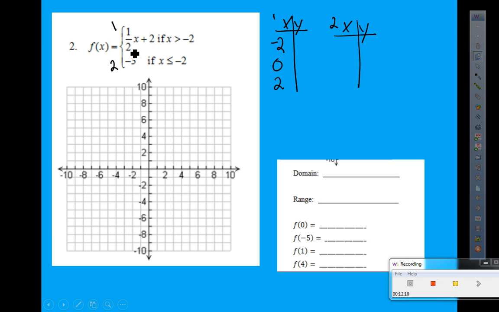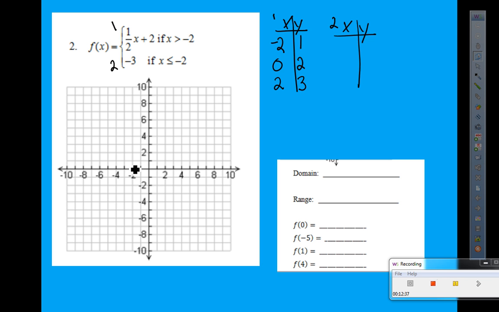1/2 of negative 2 is negative 1 plus 2. So I'm going to get a 1. When I plug in a 0, 1/2 of 0 plus 2 is 2. When I plugged in a 2, 1/2 of 2 is 1 plus 2 is 3. Now let's go graph that.